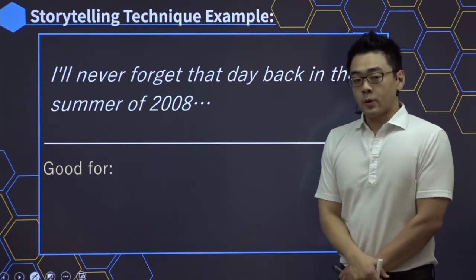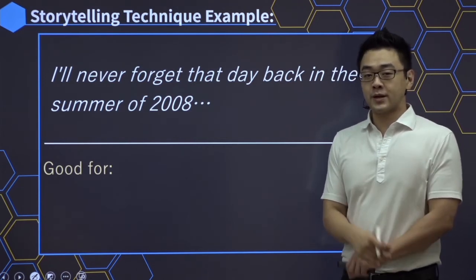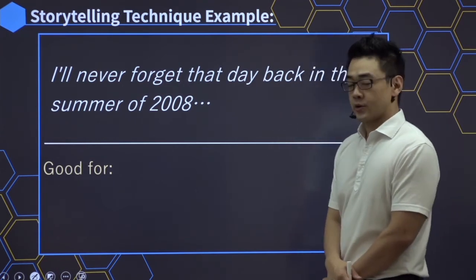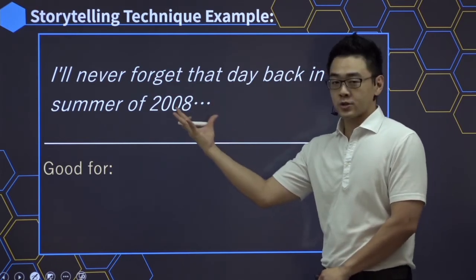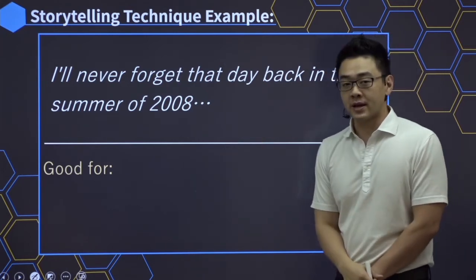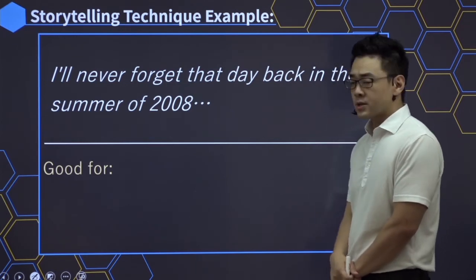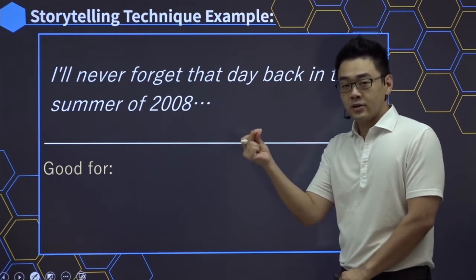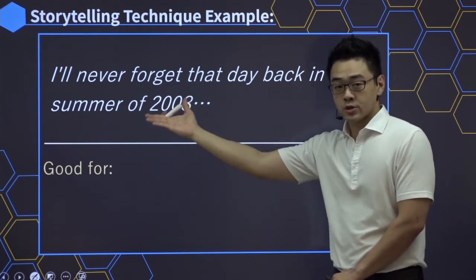And I've said this before, when you tell a story, you don't want to tell the audience that you are going to share a story. For example, some people would say, I got a really interesting story that I want to share with you today. No, don't say that, just start. You just open your stories, like, I'll never forget that day back in the summer of 2008. And people will be like, what happened in 2008? You never forget. There must be something interesting. What happened to it? So instantly, your audience is following you through your story.